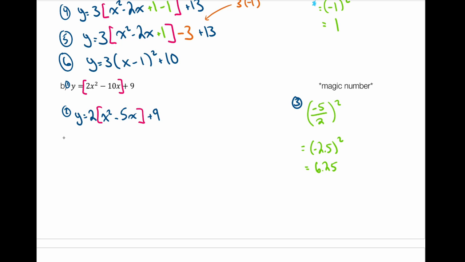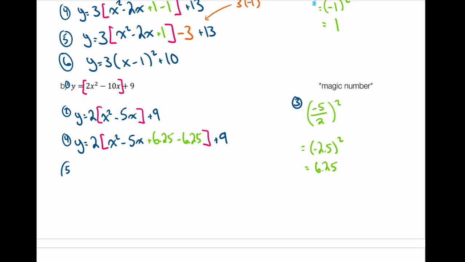So now, step 4 says that I have to add and subtract that magic number inside the bracket. So we get x squared minus 5x plus 2.5, or sorry, not 2.5, plus 6.25. Again, plus 6.25 minus 6.25. And then we still have plus 9 outside the bracket.